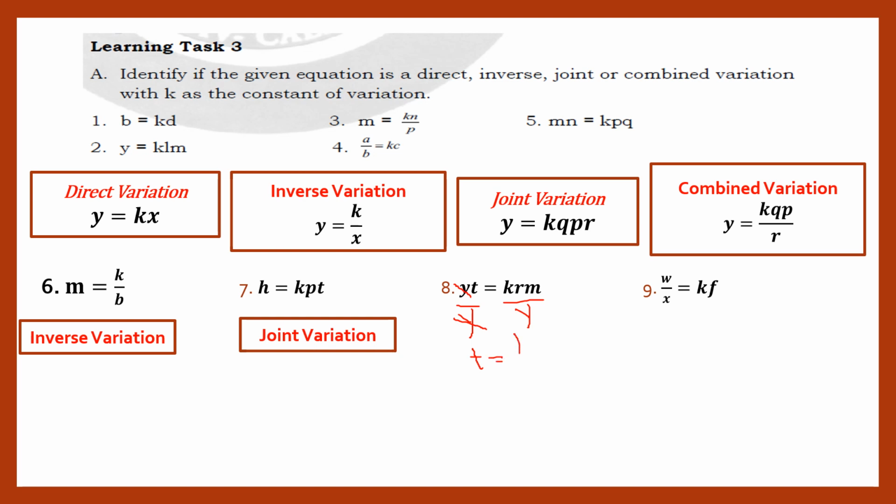is equal to k r m over y. Now in this equation that we have derived, t is equal to k times r times m over y, what we are doing on our constant k is multiplying r with m and also dividing by variable y. So therefore, this is an example of combined variation. Okay? So remember, there should only be one variable on the left side of the equation.